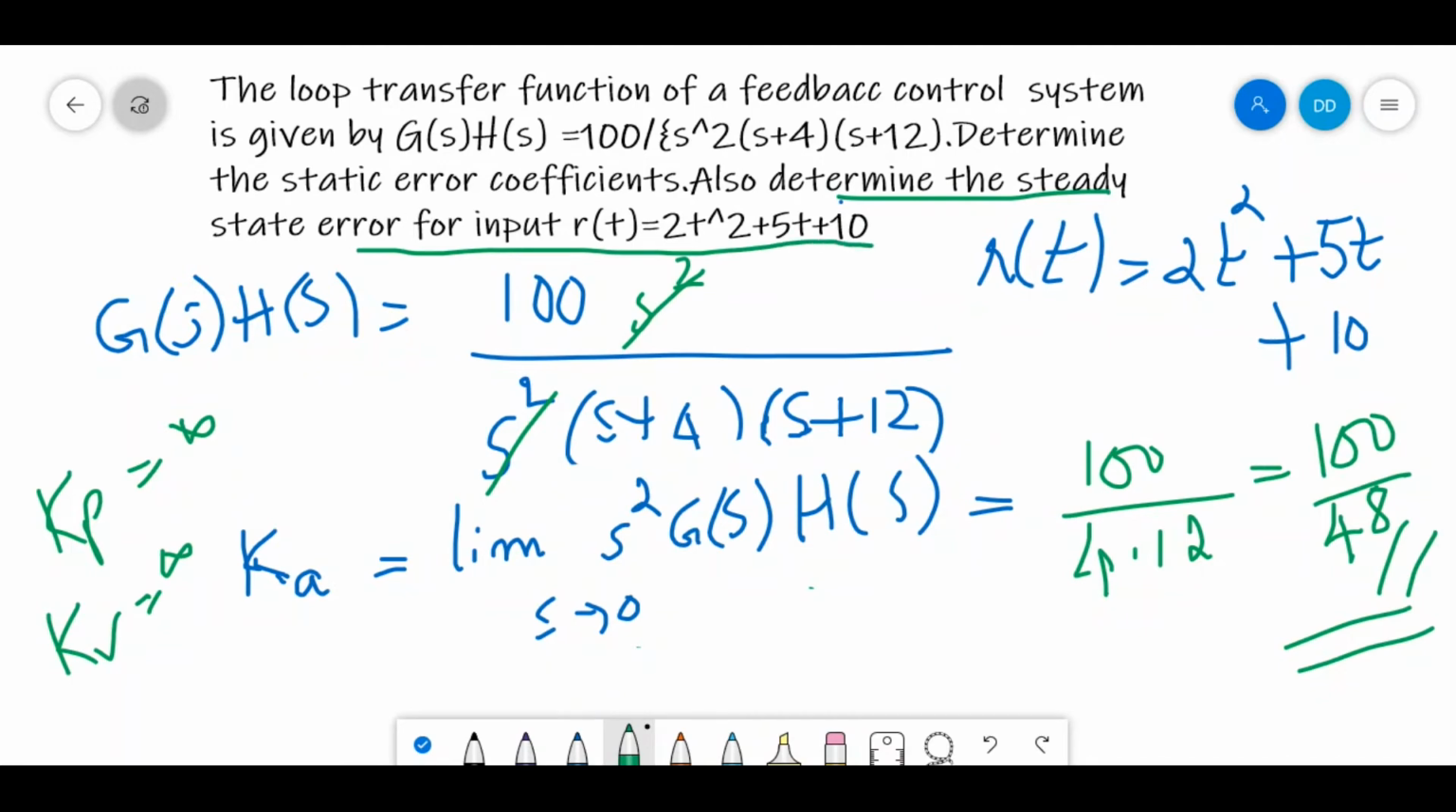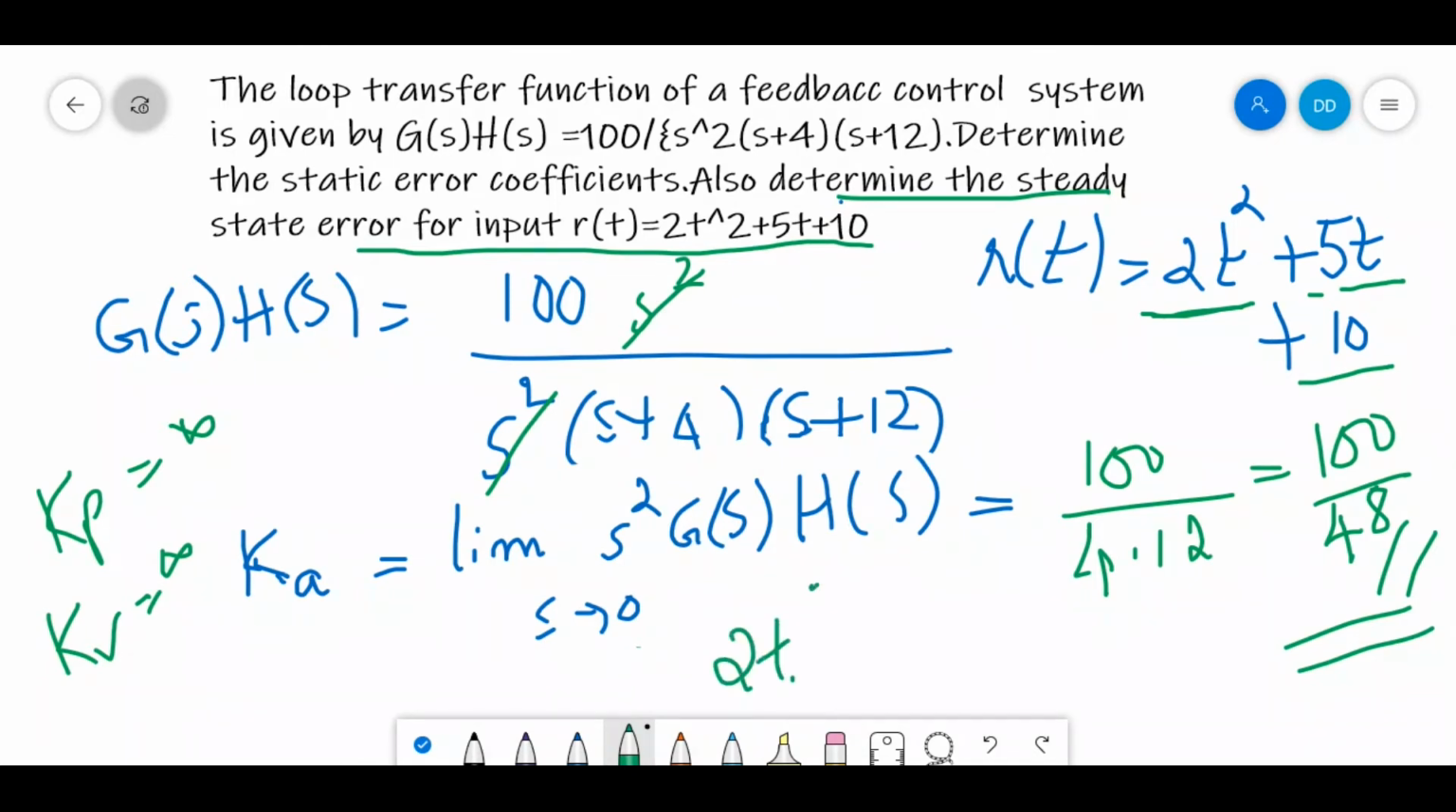Next, we have to find the steady state error for the input r(t) equal to 2t square plus 5t plus 10. It is clear from this particular input that one input is a step input which is having magnitude 10. The other is a ramp input having a magnitude 5. Whereas the third one is a parabolic input. But this parabolic input is not in the standard form.